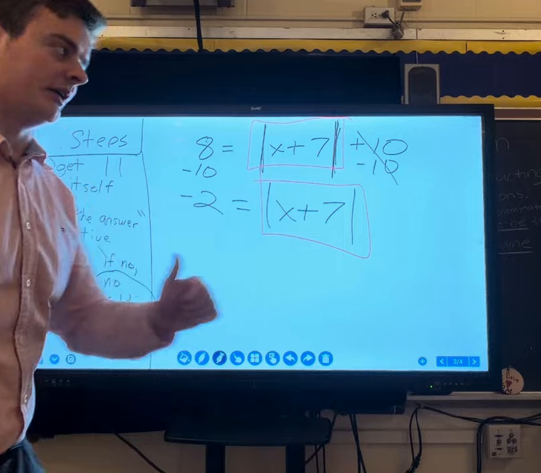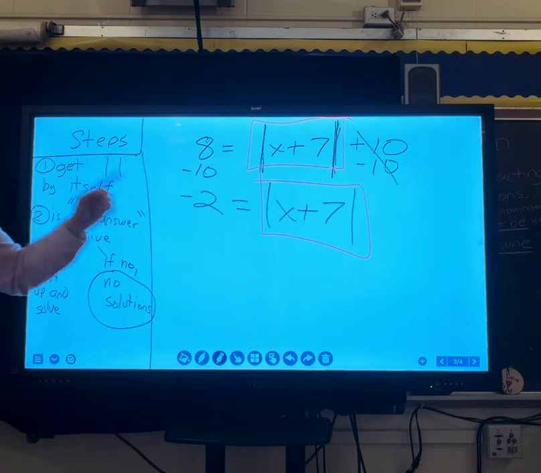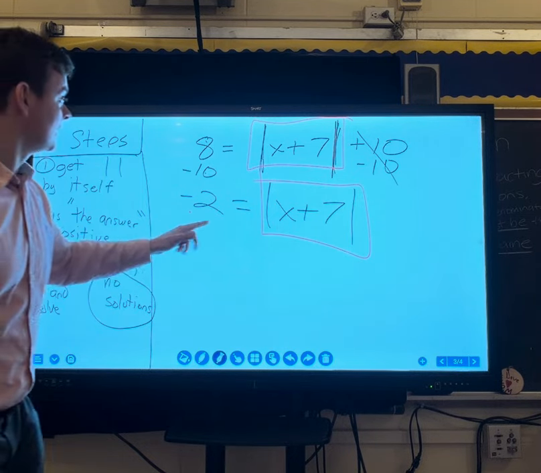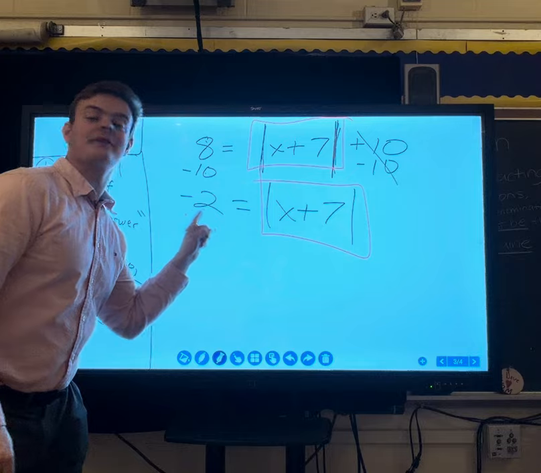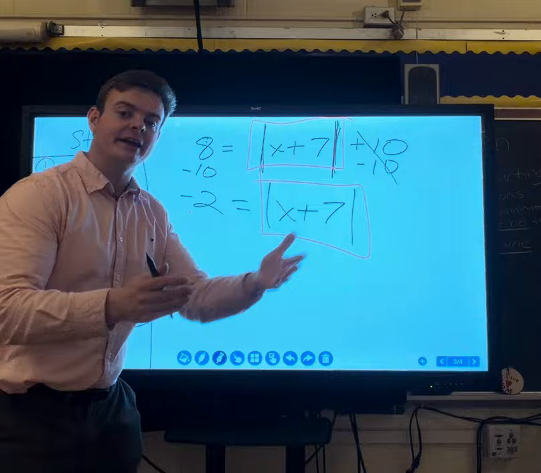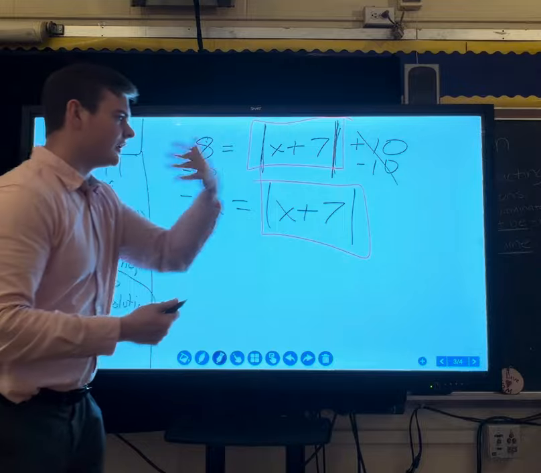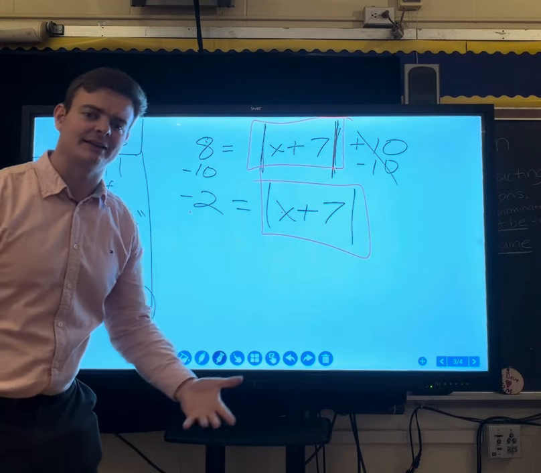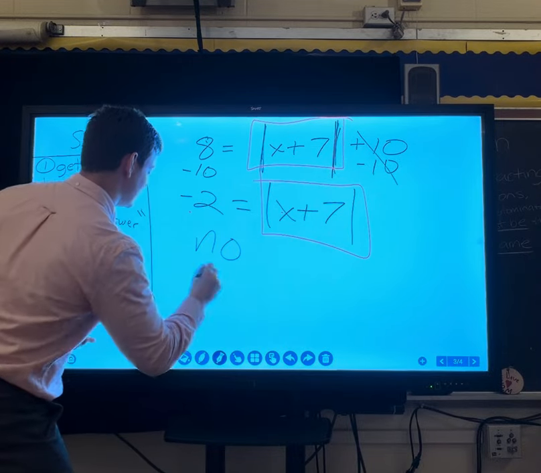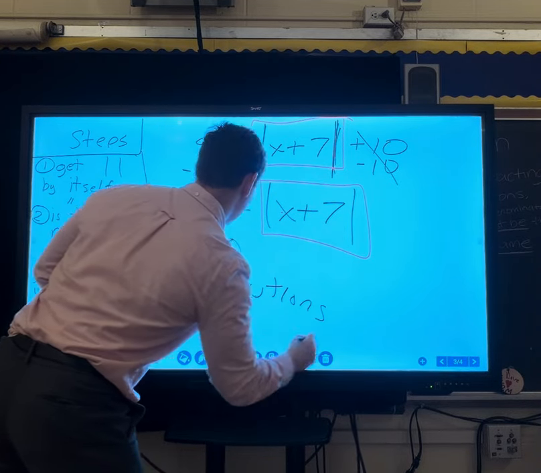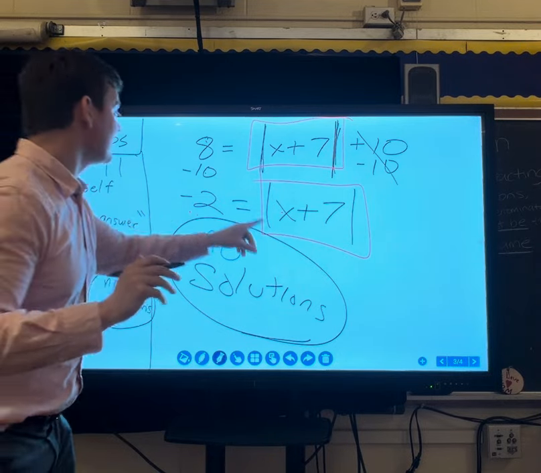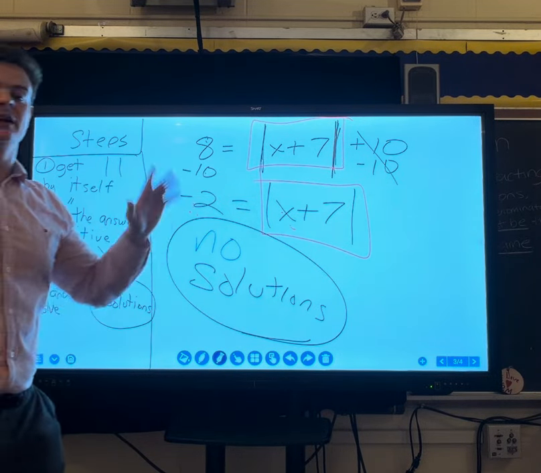Cool. I did step 1. Now step 2. Is my answer positive? No, it's not. Problem. Can the absolute value of anything ever give me negative 2? It can't. Because if it was the absolute value of negative 2, that's still 2. Absolute value of 2, that's 2. Absolute value cannot be negative. Therefore, I can't solve this. No solutions. I put a big circle around that, and that's all I gotta do. Because immediately I see when my absolute value is alone equal to a negative, it can't work.